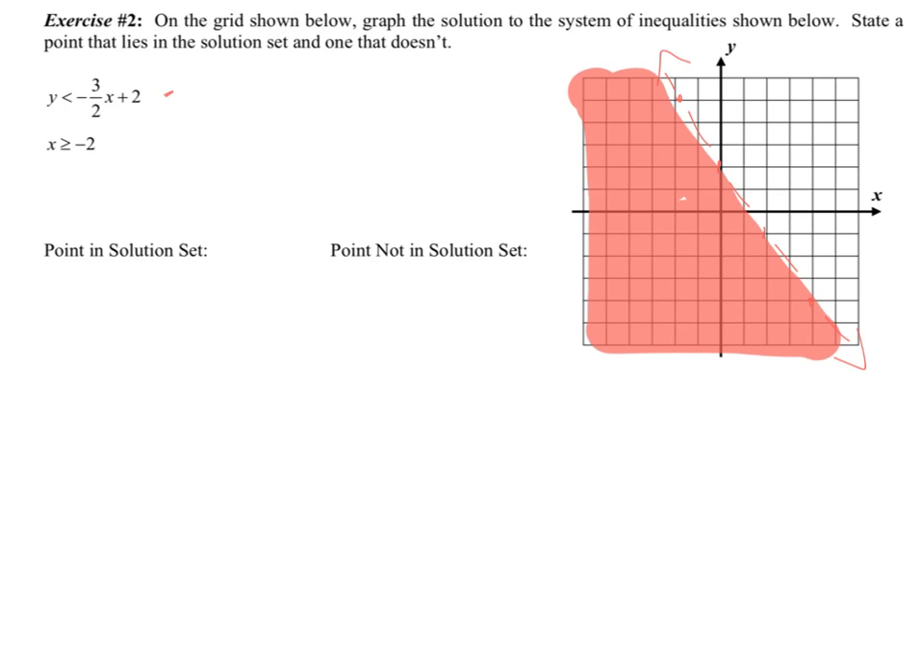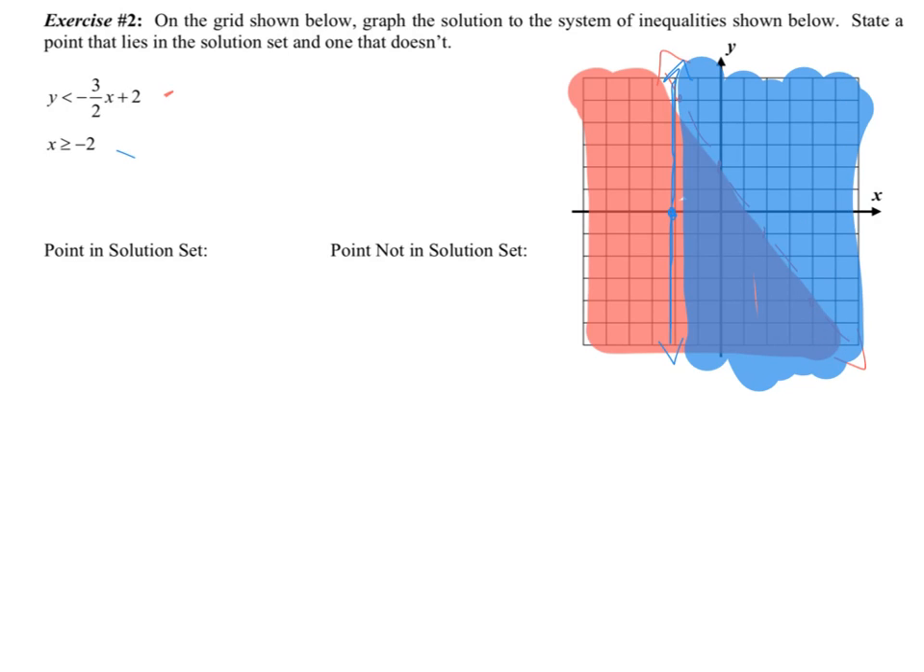The next one, x is more than or equal to -2. We go to -2 on the x-axis, and remember when it's x equals, it's going to be a vertical line. It's a solid line because x is more than or equal to -2. Where x is more than -2 is on this side.